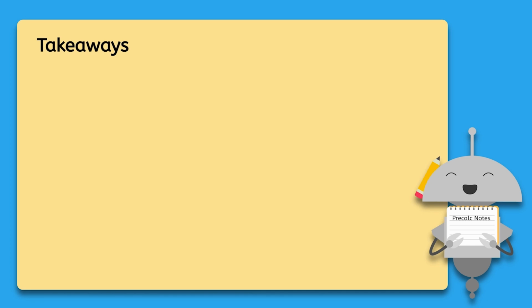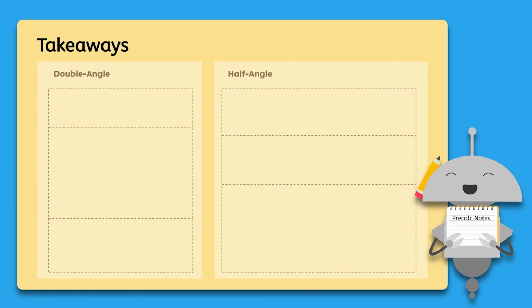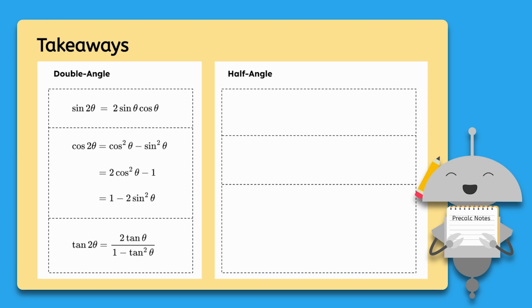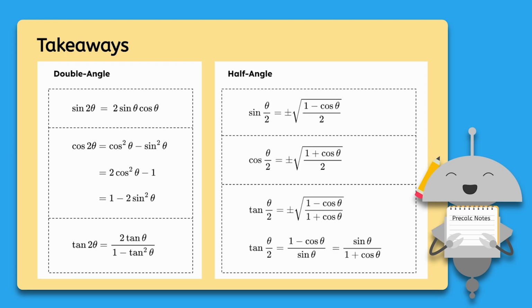Today we learned two new groups of identities, which you should have recorded in your reference sheet: the double angle identities and the half angle identities. We learned how to use these identities to verify other identities and to find the exact trigonometric values of the angles that are half of any of our special angles.